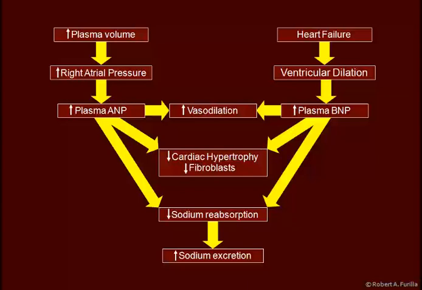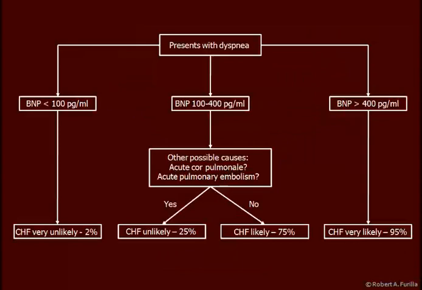ANP and BNP may have paracrine or even autocrine effects. That is, the release of these hormones may have direct effects on the cardiac vasculature. So, in case of ischemia, ANP and BNP may help to mitigate the problems of ischemia. We use BNP as a marker for heart failure.